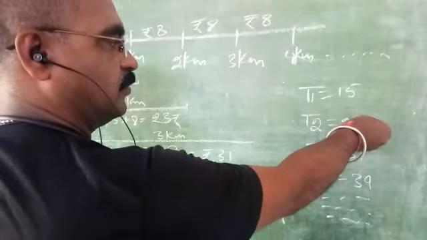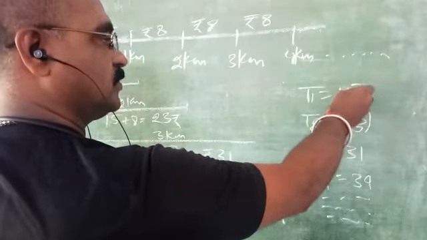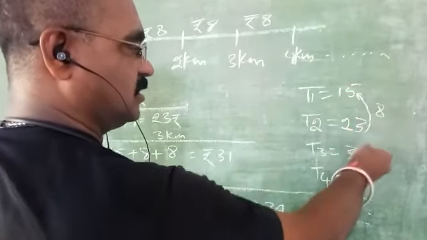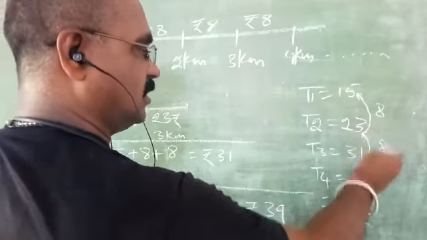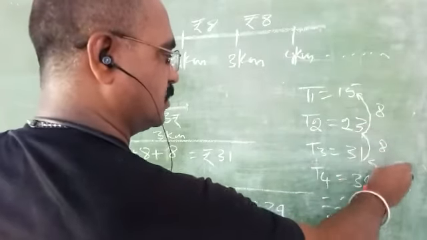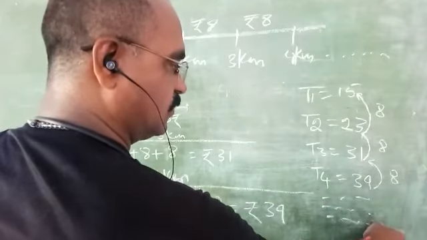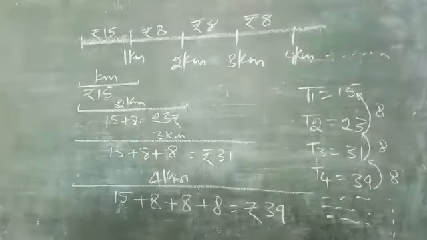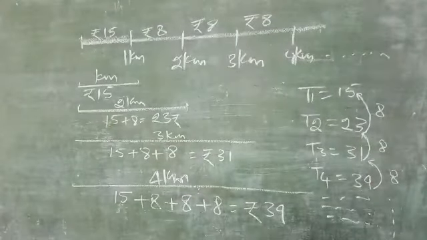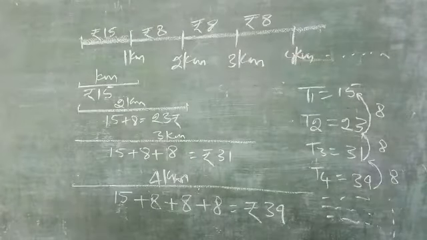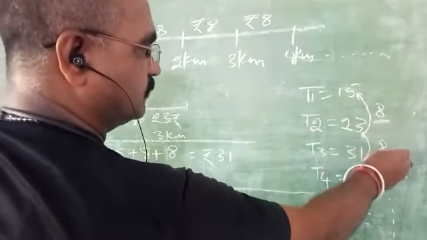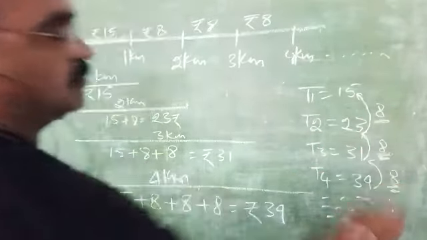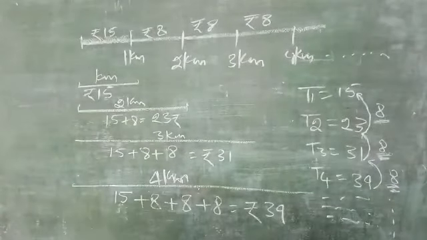The difference between two consecutive terms is 8. From this example, we can say that the next term is obtained by adding the particular number 8. So this statement belongs to AP.